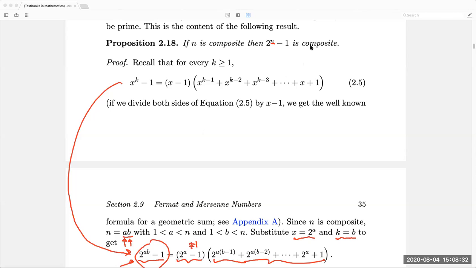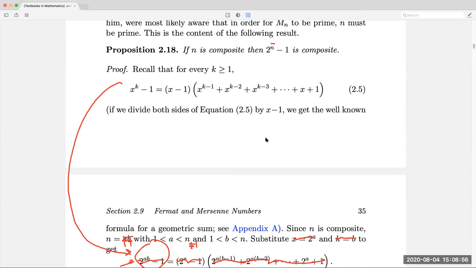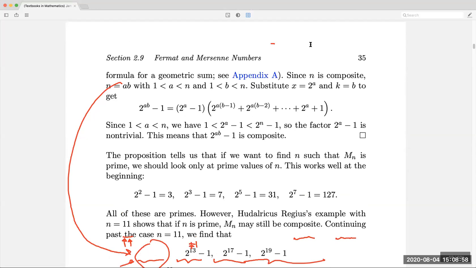Any question? No? So why does 2 to the power of a minus 1 not equal 1? Because a does not equal 1. Because n is a composite number, you can express it as a multiple of two integers other than 1. This is the definition of composite. If no question, then you may need to read the textbook by yourself.